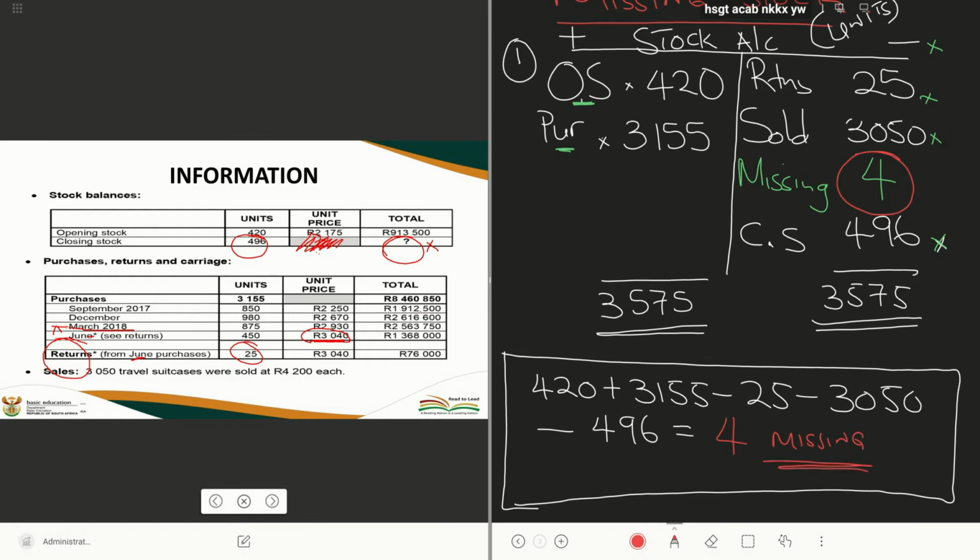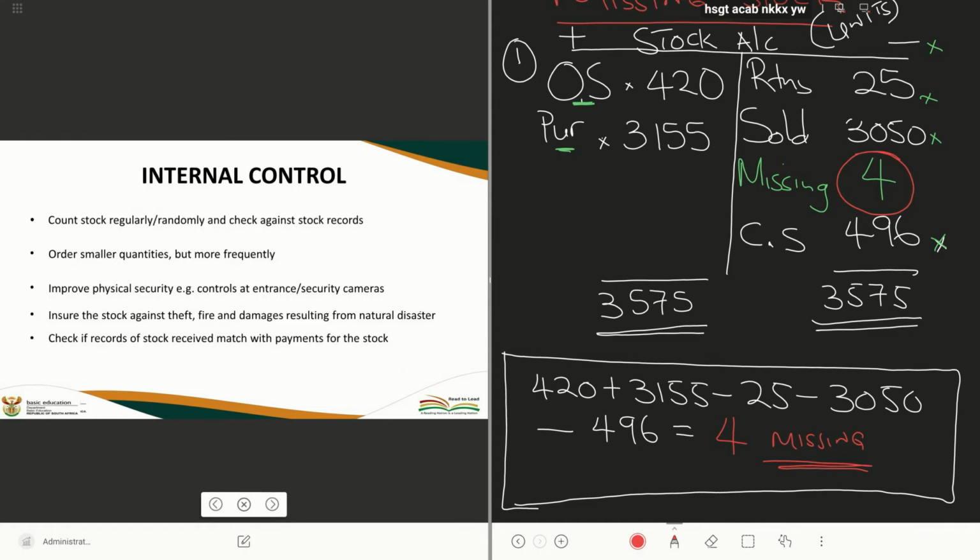This is very, very, very serious. Once stock is missing, you need to understand that when stock is missing, you need to have some internal control measures that can help you now to avoid this happening. Okay? You need to know, once the examiner brings in an idea of stock missing, in your mind as a matric student, there has to be now a question which can come as a follow-up. What then can we do to prevent this from happening?